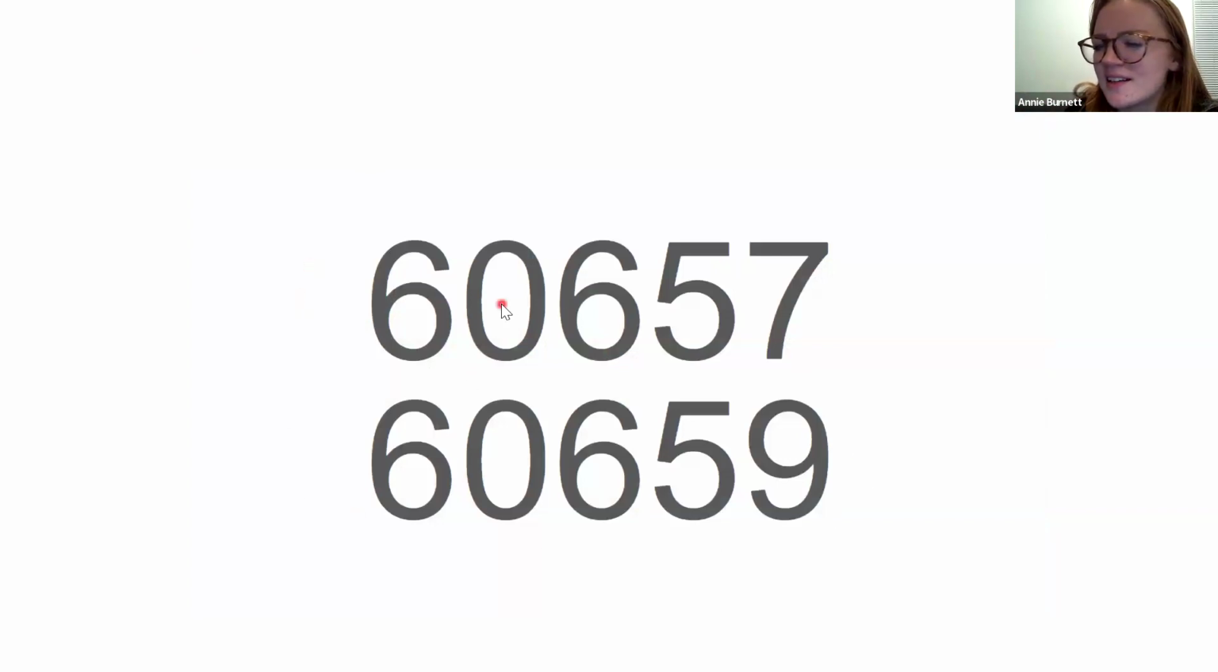What is this? This is a zip code. What is this? Phone number. Mhm. What is this part of the phone number here? The three numbers, 1, 2, 3, is an area code. Area code. Mhm. What are these? Area code.